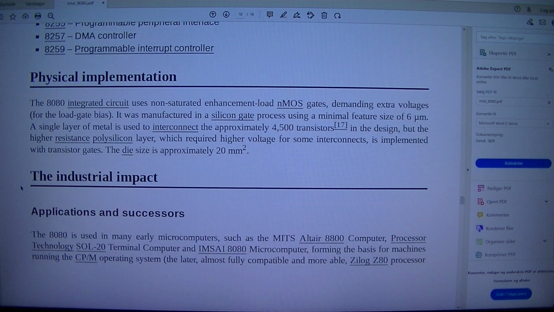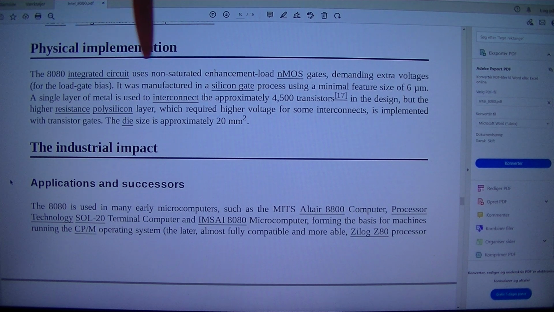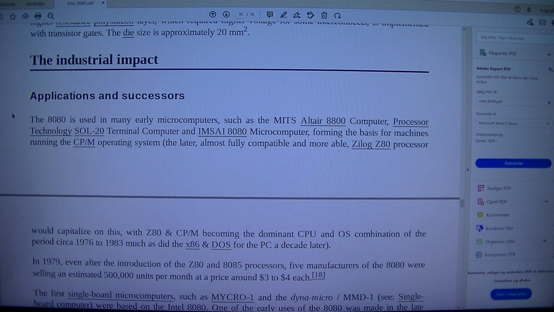Physical implementation. The 8080 integrated circuit uses non-saturated enhancement load NMOS gates, demanding extra voltages for the load gate bias. It was manufactured in a silicon gate process using a minimal feature size of 6 µm. A single layer of metal is used to interconnect the approximately 4,500 transistors in the design. But the higher resistance polysilicon layer, which required higher voltage for some interconnects, is implemented with transistor gates. The die size is approximately 20 mm².